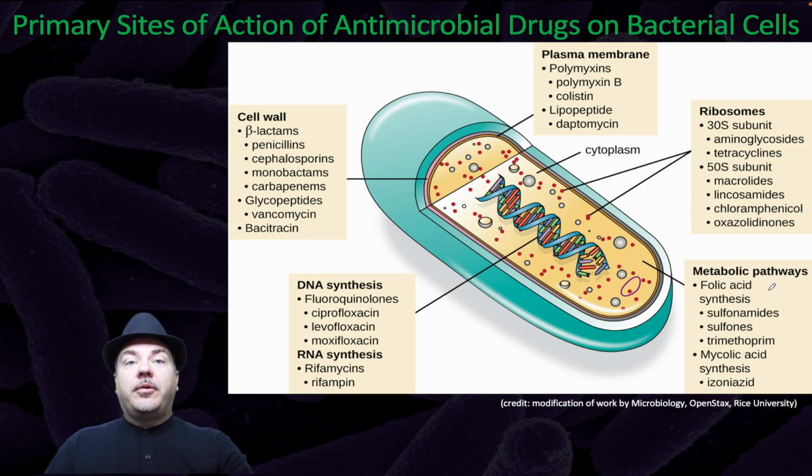We can have antimicrobial drugs that affect metabolic pathways, for example, ones that affect folic acid synthesis, such as sulfonamides, or mycolic acid synthesis, such as isoniazid. And finally, we can have antimicrobial drugs that affect DNA synthesis or RNA synthesis. For DNA synthesis, we can have ciprofloxacin as an example, or for RNA synthesis, we can have rifampin.